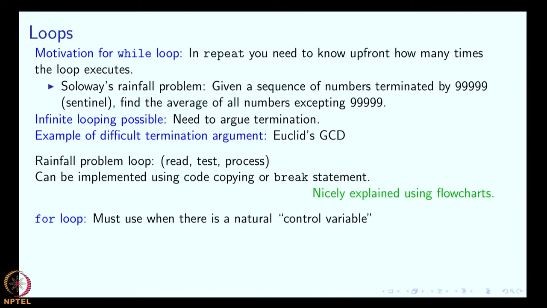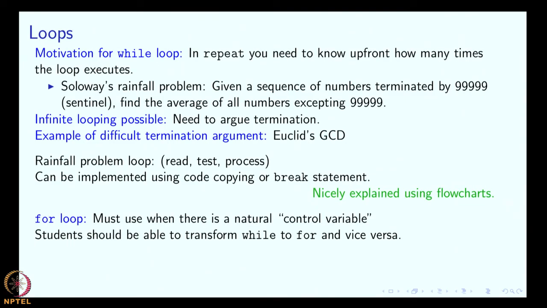And next comes the for loop. The key point of the for loop is that you should use it whenever there is a natural control variable. If there is a control variable, tell your students, don't use the while loop. Make it your programming style that the for loop must be used if there is a control variable. And when you write a while loop, you know that there isn't a nice single control variable associated with this repetition that is being discussed.